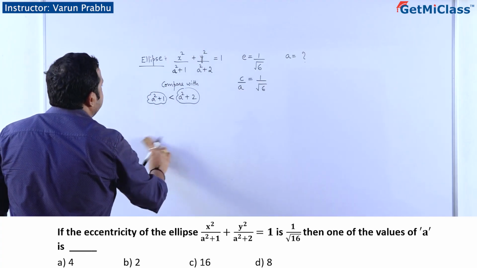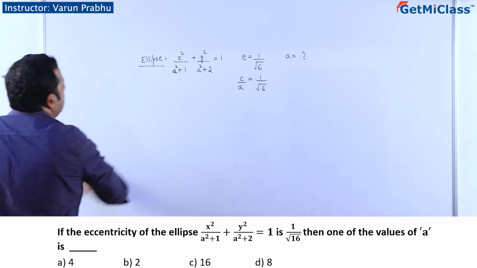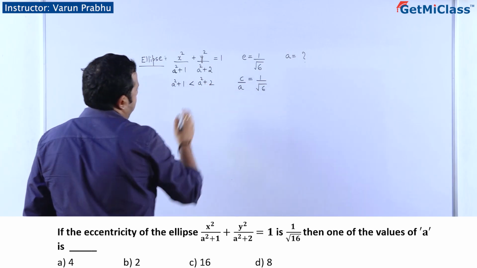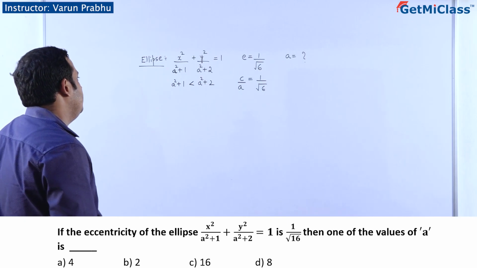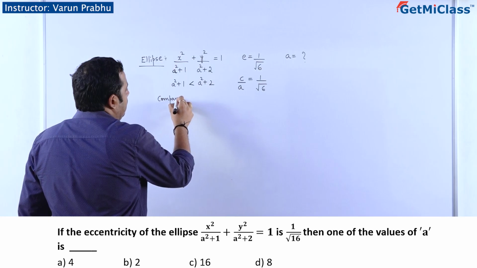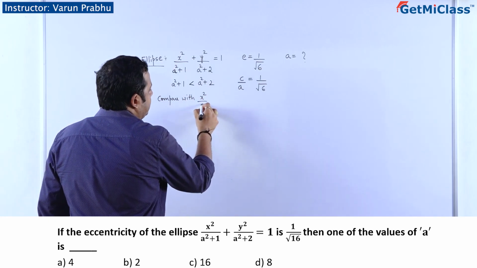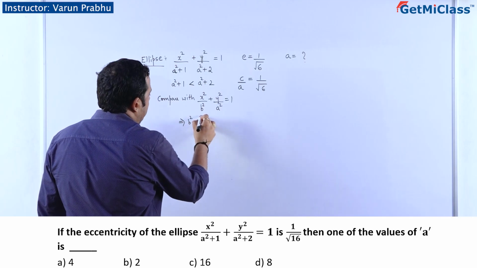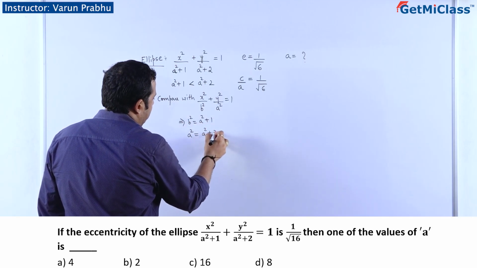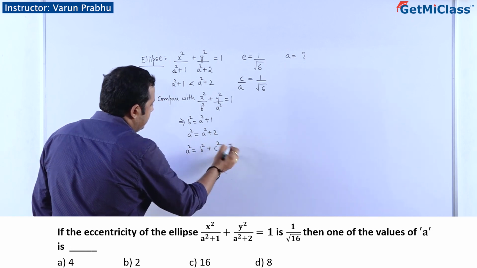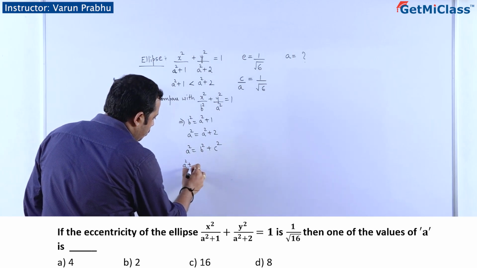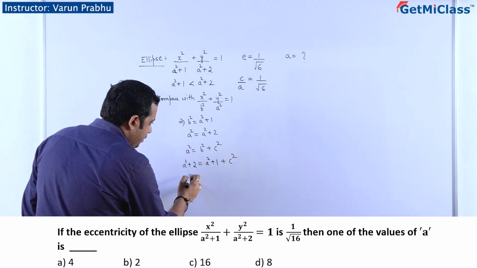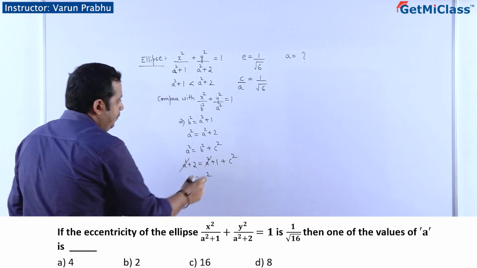Now the question is asking you to calculate. What you do now, you compare. So I'll write like this. a square plus 1 is less than a square plus 2. Correct. So compare with x square divided by b square plus y square divided by a square equal to 1. So this implies b square is equal to a square plus 1 and a square is equal to a square plus 2. a square is equal to b square plus c square. This is the relation in the ellipse between a, b, c. a square plus 2 is equal to a square plus 1 plus c square. Correct or not? So I can write 1 is equal to c square, right? Correct. This is one important thing.